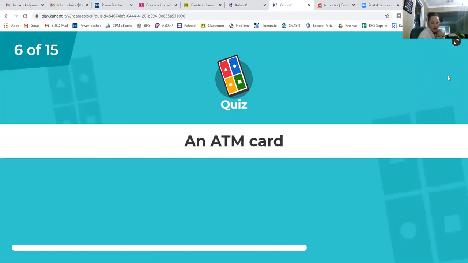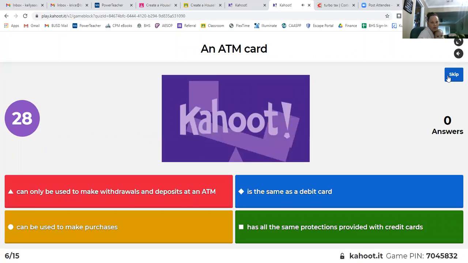An ATM card can only be used to make withdrawals and deposits at an ATM, the same as a debit card, which can be used to make purchases and has all the same protections provided with credit cards.